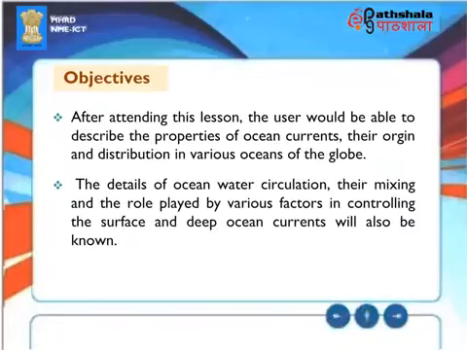Objectives. After attending this lesson, the user would be able to describe the properties of ocean currents, their origin and distribution in various oceans of the globe. The details of ocean water circulation, their mixing, and the role played by various factors in controlling the surface and deep ocean currents will also be known.